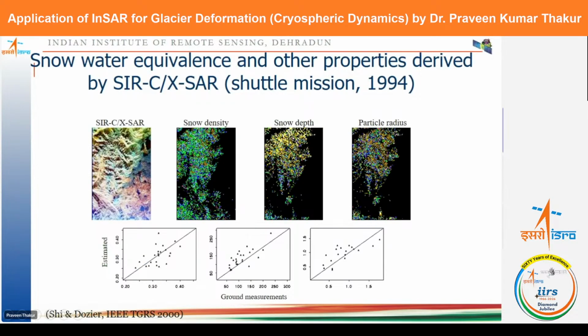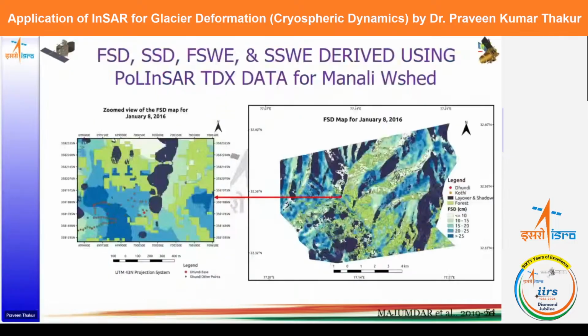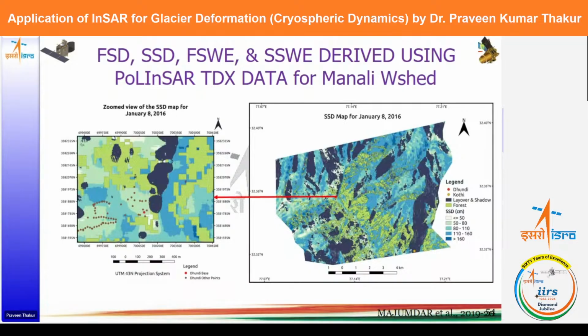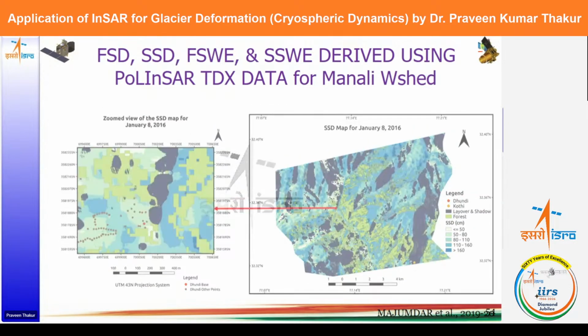One of the earliest papers which quantified multi-frequency snow from the SIR-C data, the Shuttle Imaging Radar working in C, X, and L band, gave the retrieval model for density, depth, and particle radius. And recently, using the TanDEM-X PolInSAR data, we have tested these methods for the fresh snow depth as well as the standing snow depth for the same Manali area where we have good transport and 365-day accessibility and field instrumentation.